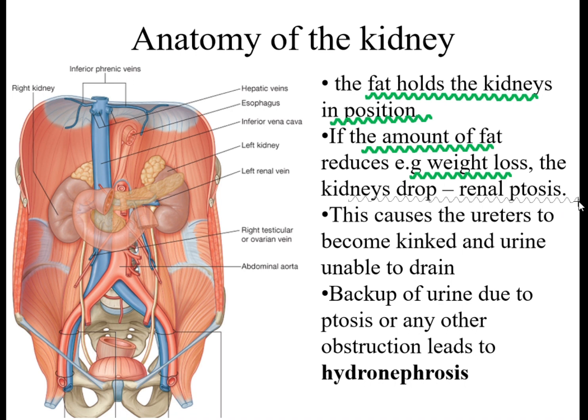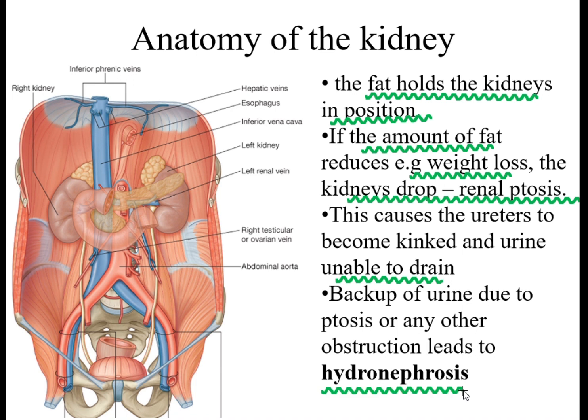So if the amount of fat is reduced, there is weight loss, and the kidneys also drop. This causes the ureters to become kinked and urine unable to drain. Then the backup of urine due to the ptosis or any other obstruction leads to hydronephrosis. So it is called hydronephrosis.